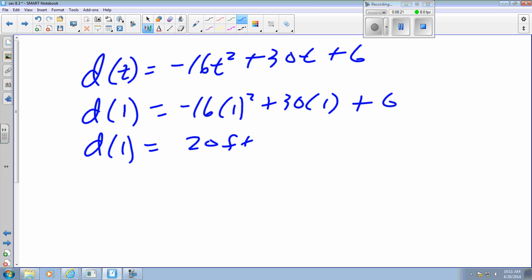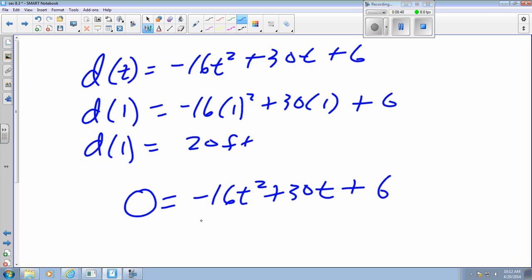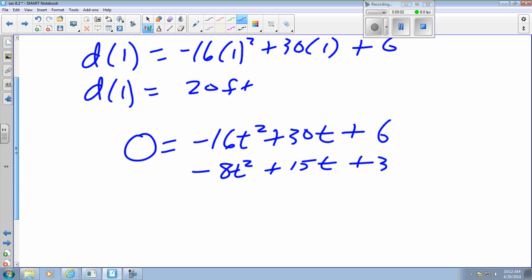And then it says, what happens when it hits the ground? How long does it take to hit the ground? Well, the height at time t, we want that to be 0, because when the hat hits the ground, it's at height 0. So I'm going to have 0 equals negative 16t squared plus 30t plus 6. Before I start plugging it into the quadratic formula, I'm going to simplify by dividing the whole thing by 2, which gives me negative 8t squared plus 15t plus 3. Because I can simplify, I do simplify.